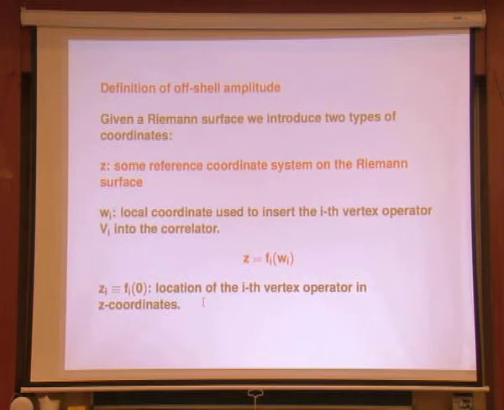So we introduce coordinates w_i, which are local coordinates used to insert the ith vertex operator into the correlator. So the w_i's are coordinates around the punctures where the vertex operators are inserted, and in general, if you have some reference coordinate system z, then for each puncture, the ith puncture, there is a functional relationship that relates z to w. These functions can of course be very different at different punctures. And we use the convention that the origin of the w coordinate system gets mapped to the location of the puncture. So f_i of 0 has to be equal to z_i, but otherwise there is no constraint on this function f_i.